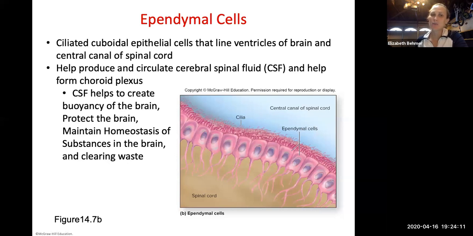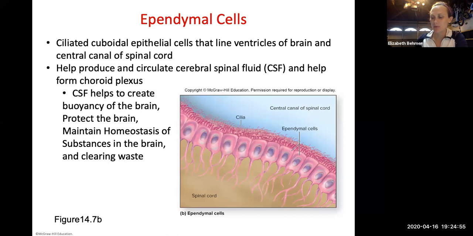They're ciliated cuboidal epithelial cells that line the ventricles of the brain and the central canal of the spinal cord. So here, you can see these ependymal cells here. They produce and circulate cerebral spinal fluid, and they help form the choroid plexus. Cerebral spinal fluid is important. It helps to create buoyancy in the brain. It protects the brain. It maintains homeostasis of substances in the brain, and it helps to clear waste. So you have cerebral spinal fluid in your brain and then all throughout your spinal cord in the central canal. And ependymal cells are what creates that.